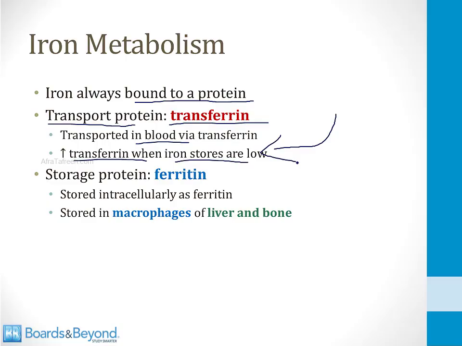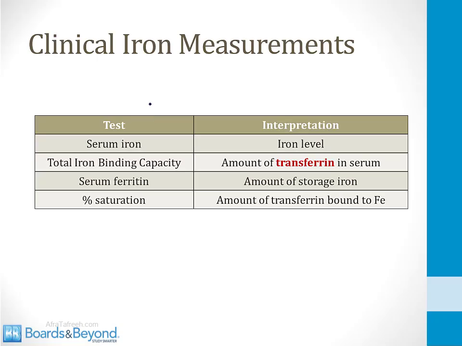The second important iron-binding protein is called ferritin. This is the storage protein. This protein stores iron intracellularly, and you can find ferritin inside of macrophages in the liver and the bone. So now that we've reviewed iron absorption and metabolism, we can understand the four important clinical measurements of the body's iron status. There are 4 blood tests that are routinely performed to estimate a patient's iron status.